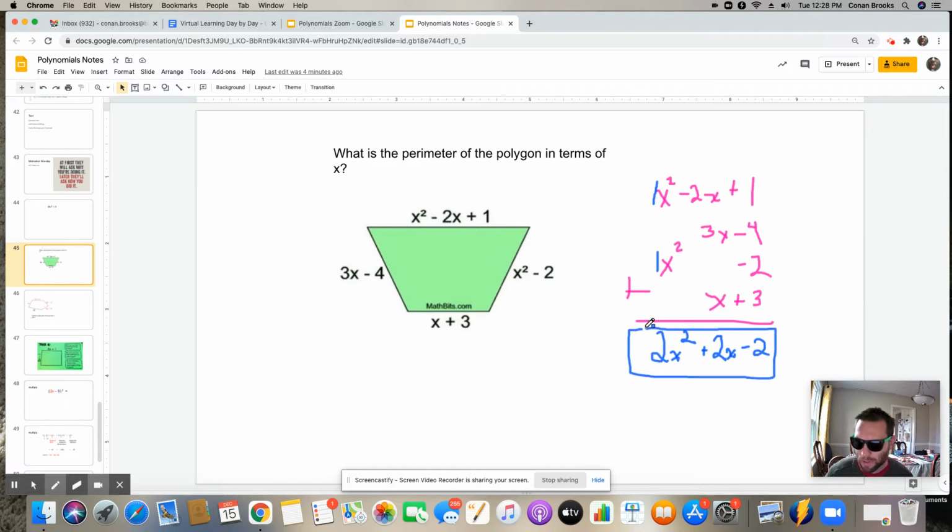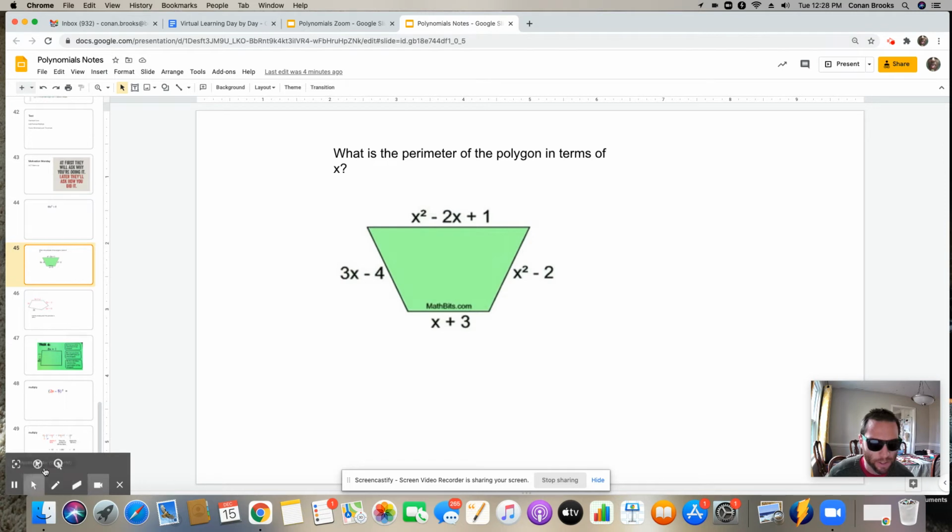And this is a polynomial. This is in terms of x. It is an expression, and that is what we want. Okay? So you got to know perimeter is adding up all the sides. And let's get rid of this.